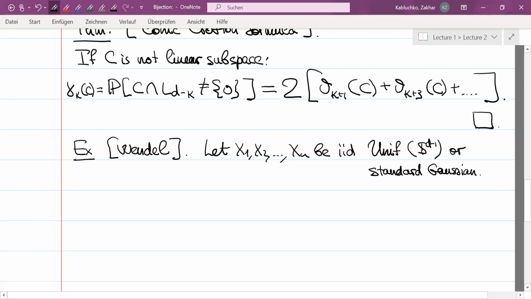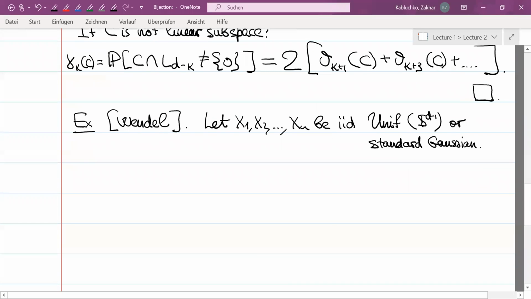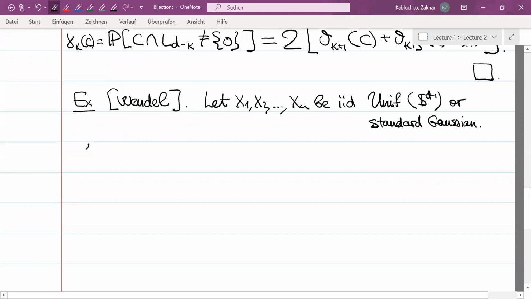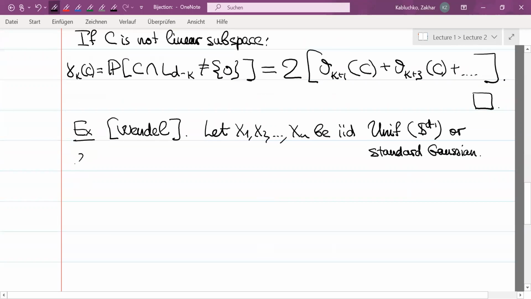Or any rotationally invariant distribution with some conditions. Okay, let us take these two for the sake of this example. We want to compute the probability that the convex hull of these points, so n points on the sphere in d dimensions chosen at random, contains 0. So something like this.